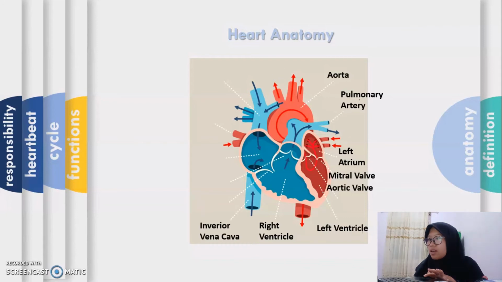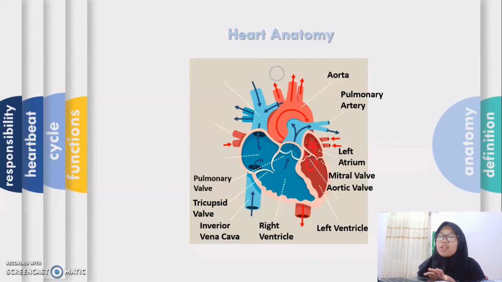Next is the inferior vena cava. The inferior vena cava is a large vein that receives blood from the lower extremities, pelvis, and abdomen and delivers it to the right atrium. Next is the tricuspid valve. The tricuspid valve is the valve that separates the right atrium from the right ventricle and prevents blood from flowing back into the right atrium during contraction of the ventricle.